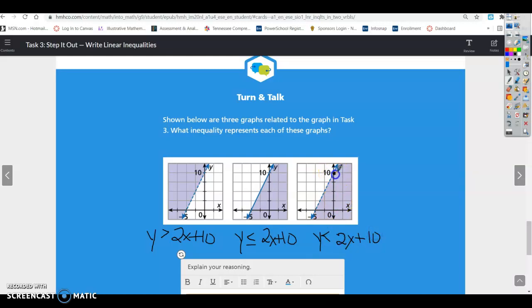You can see the y-intercept there at 10, and you can see rise 2, run 1. So they all have the same boundary line and the same slope, but the difference is this boundary line is not included, so we have no line under this, and same with the third one. But the middle one, the boundary line, is part of the solution, so that's why it's less than or equal to. All right, that's all for task 3. If you have any questions, let me know.